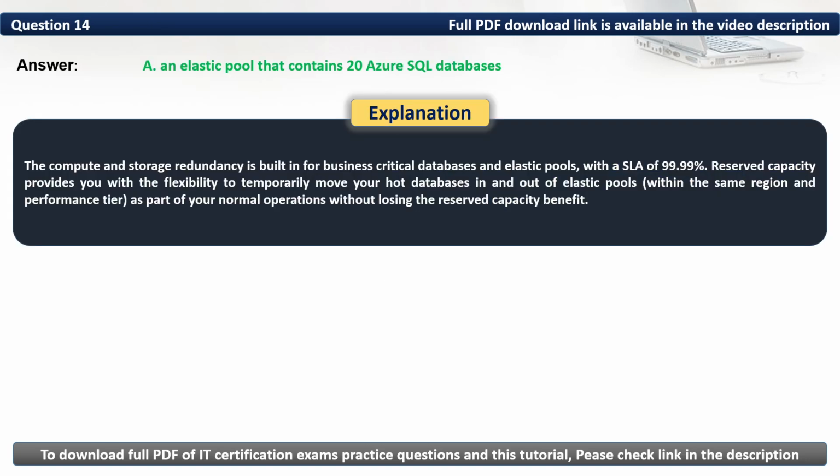The compute and storage redundancy is built in for business critical databases and elastic pools with a SLA of 99.99%. Reserved capacity provides you with the flexibility to appropriately move your shared databases in and out of elastic pools as part of your normal operations without losing the reserved capacity benefit.